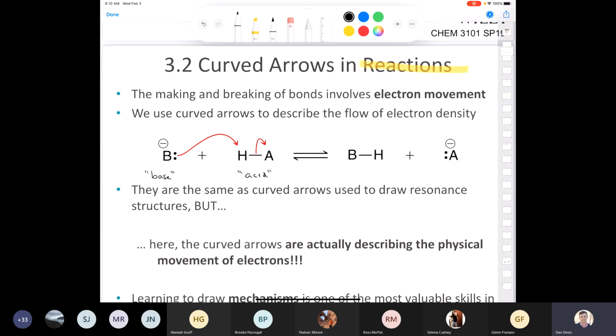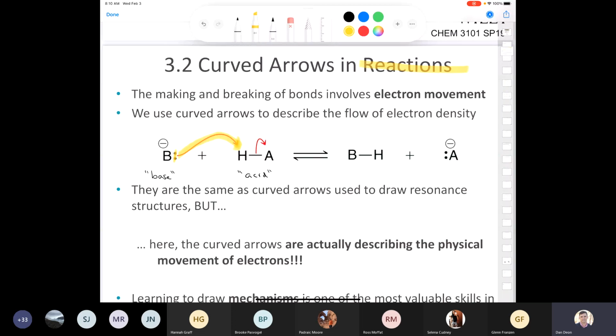And what's happening here with these curved arrows is something different than what we saw with resonance structures. You see that the lone pair on the base is actually taking the proton. Let's stop for a second. If you're confused about this, let's go back in our mind and ask, what did we say a base was?